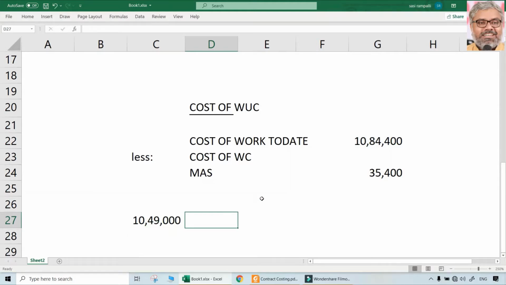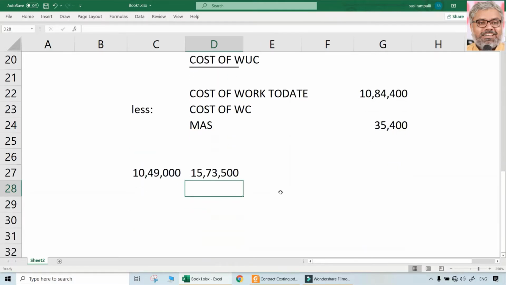He certified not 50% of this. He certified 50% of the contract price. So how much would have been the total cost of the contract? That we can find out. If this is for 2/3, how much will be for the total contract? 3/2, right? In that, half is certified. So the cost of the work that is certified is 7,86,750.